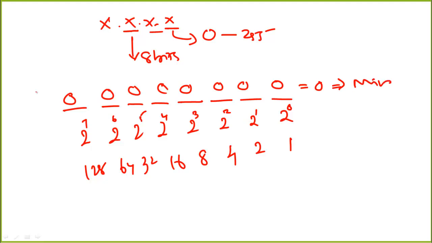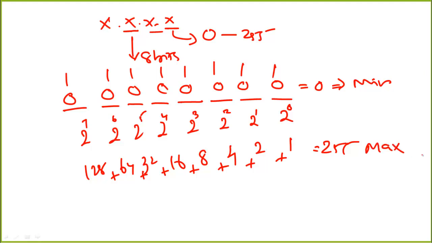What is the maximum possible value? It could be all ones, because it cannot go beyond this. It is only 8 bits. So when all the bits are converted into 1, that is the maximum possible value. The total is 1 into 128 plus 64 plus 32 plus 16 plus 8 plus 4 plus 2 plus 1. What do you get? 128 plus 64 is 192. 192 plus 32 is 224. 224 plus 16 is 240, then 248, 252, 254, 255. Okay, this is the maximum possible value.